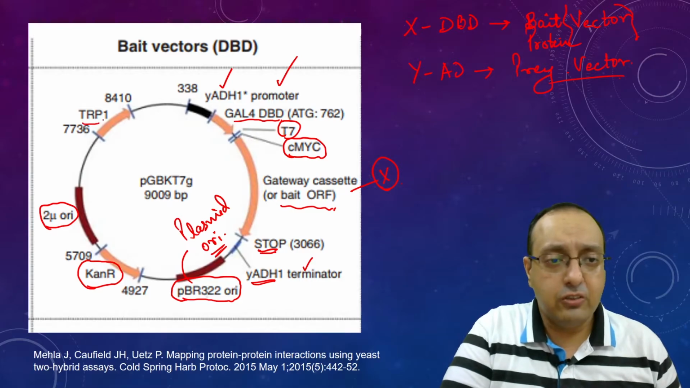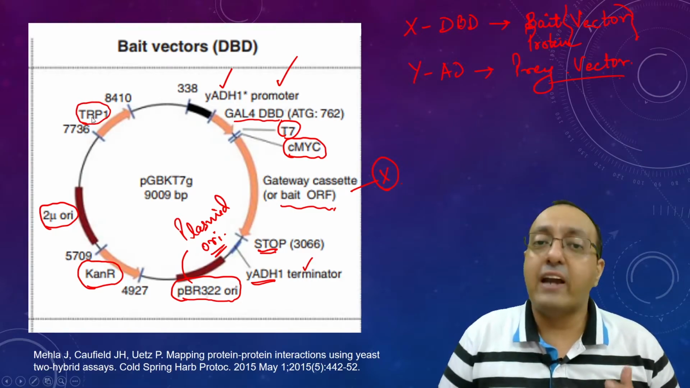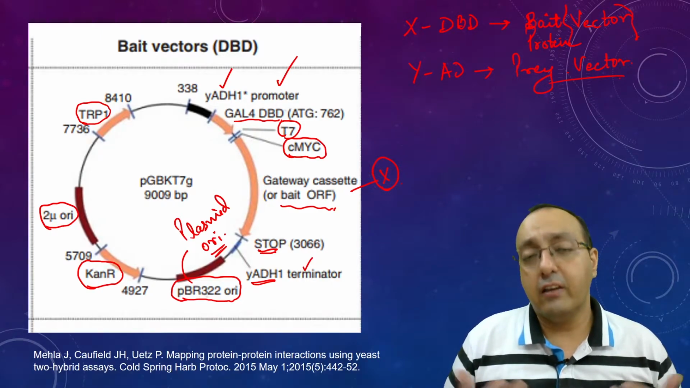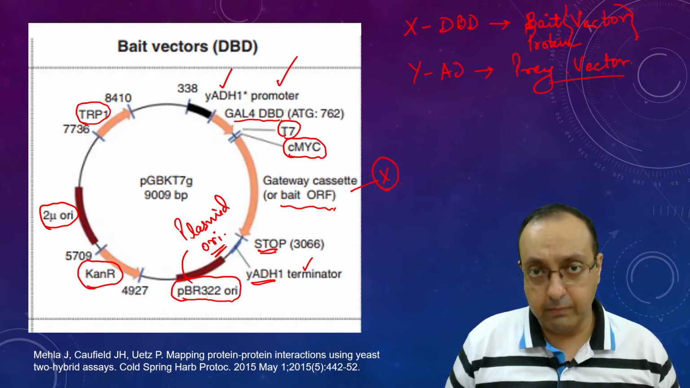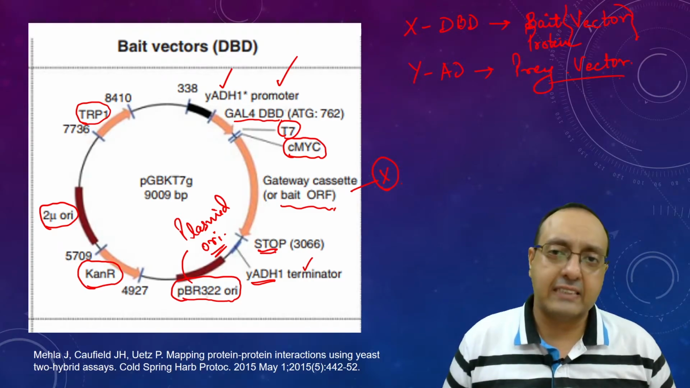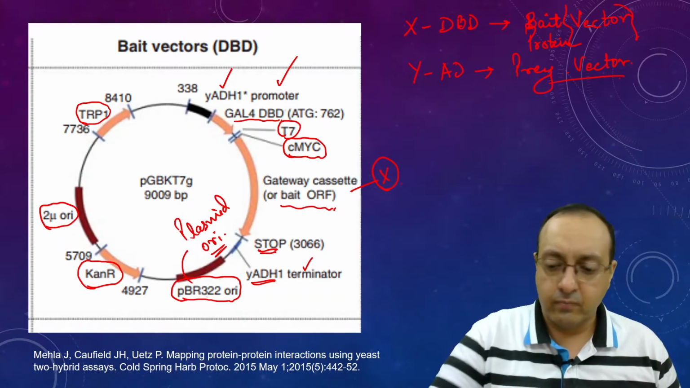And here we have the TRP1 gene. This is one of the genes involved in tryptophan metabolism, so the cells are able to grow without tryptophan in the medium. Otherwise, if they don't have the bait vector, they won't be able to grow. So this acts as a selection marker.